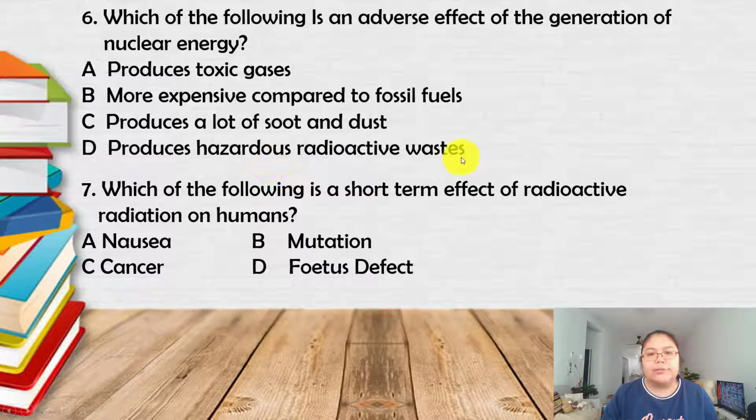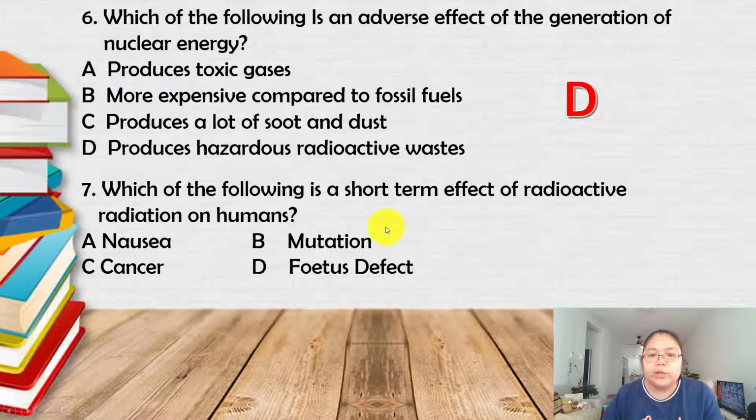From here, produce hazardous radioactive waste, yes. Then more expensive compared to fossil fuel, this one is a disadvantage. So the effect is producing hazardous radioactive waste. B is not an effect because it is a comparison. C is not related to dust, because nuclear energy doesn't have any dust, there is heat only. So the answer is D.